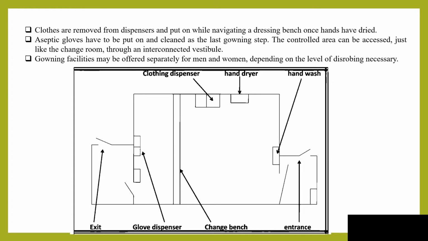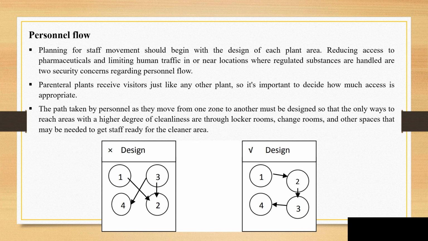Now this is how a change room looks like. First of all, the entrance takes place from this side. Then we have the hand wash. Then we have the hand dryers. After that, we have the clothing dispensers, the changing bench where the gowns are changed, the gloves are dispensed, and here the exit takes place.